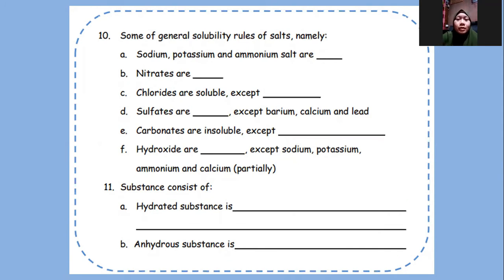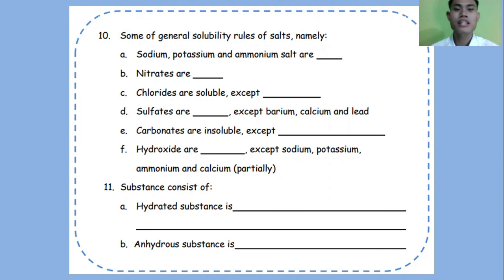Okay, number 10. Some of the general solubility rules of salts, namely, point A, sodium, potassium, and ammonium salts are blank. My answer, soluble. Point B, nitrates are soluble. Point C, chlorides are soluble, except lead and silver. Point D, sulfates are soluble, except barium, calcium, and lead. Point E, carbonates are insoluble, except sodium, potassium, and ammonium. And point F, hydroxides are blank, except sodium, potassium, ammonium, and calcium. My answer, insoluble.